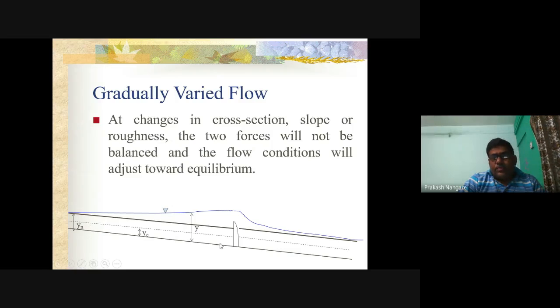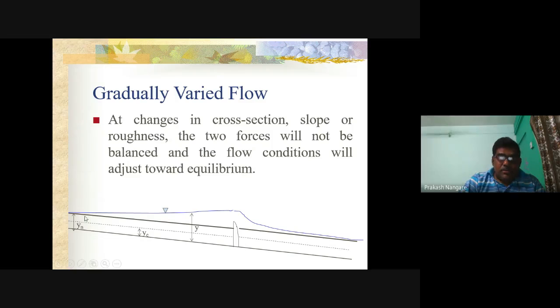Now suppose there is an obstruction across the flow of a river, it may be the construction of a bridge, a dam, or any hydraulic structure. Due to the construction of the structure, the depth of the flow is raised, and the blue line indicates the change in the depth of the flow because of this obstruction, this hydraulic structure.